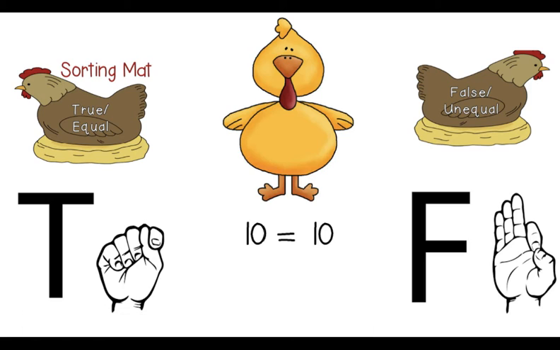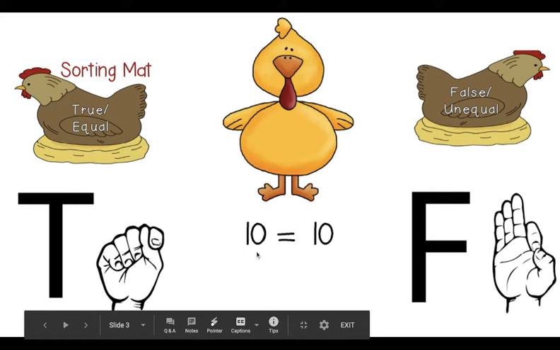Now, what I want you to do is sort. But since you can't cut out these things, what you can do is use sign language. So if you agree with this and you think it is true, then you can make a T with your hand. And if you don't agree with this, you think it's false, then you can make an F with your hand. Okay? So this chicken is saying 10 equals 10.